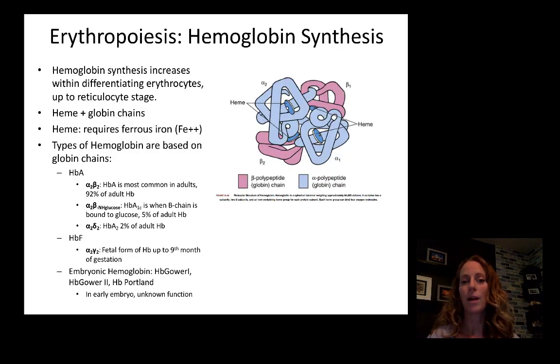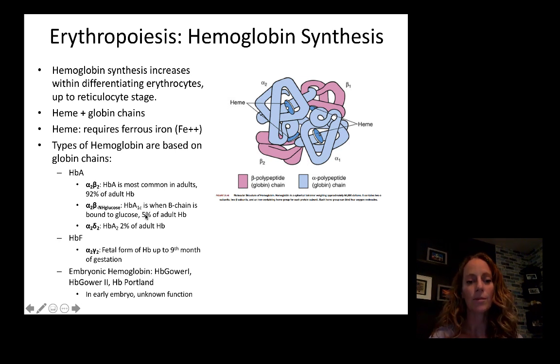In addition to the vitamin requirements, there's also hemoglobin synthesis that happens, requiring protein and iron. Hemoglobin synthesis increases within differentiating erythrocytes up to the reticulocyte stage. So remember that hemoglobin is made up of heme and globin chains. So heme requires ferrous iron, and the types of hemoglobin are based on these chains. So hemoglobin A is the most common form in adults. It's 92% of adult hemoglobin, and it's made up of alpha-2 and beta-2 chains.